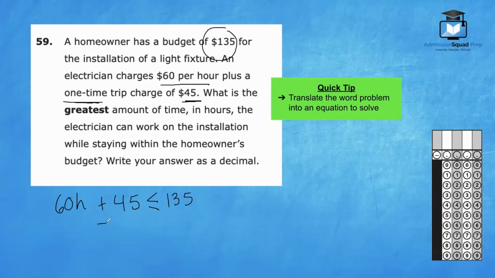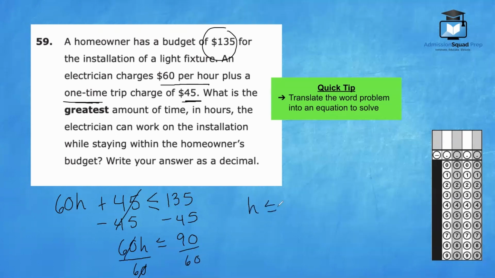Let's solve this inequality. We will subtract 45 on both sides. And now we have 60H is less than or equal to 90. Then we will divide both sides by 60. Now we have H is less than or equal to 90 over 60. Let's cancel out what we can. The zeros will cancel out, and I know that 6 divided by 3 is 2, and 9 divided by 3 is 3. So H has to be less than or equal to 1.5. That means the maximum amount of hours, or the greatest amount of time, is going to be 1.5.